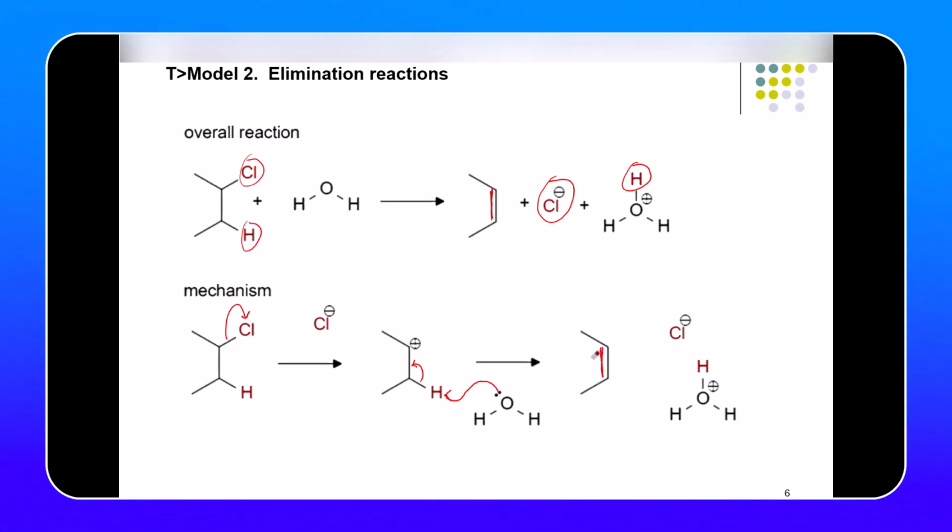Again, the idea is that if we want you to fill in the mechanistic arrows, we will give you the original reactant, the intermediate, and the final product. And your job is just to write in the curved arrows. Finally, let's take a look at a substitution reaction.